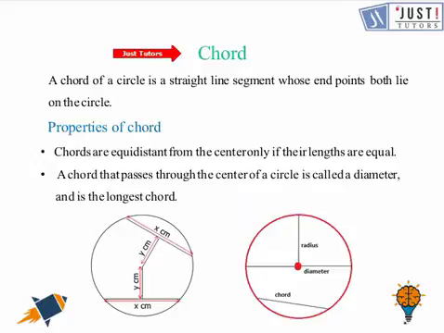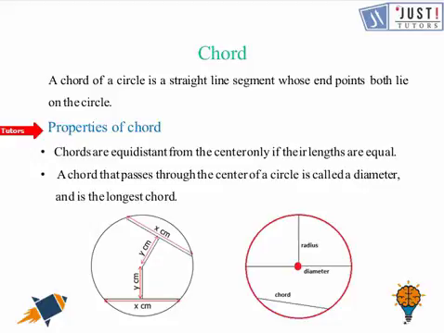Now let's look at chord. A chord of a circle is a straight line segment whose endpoints both lie on a circle. For example, you can look at this picture here. This is a chord and its two endpoints are lying on the circle.